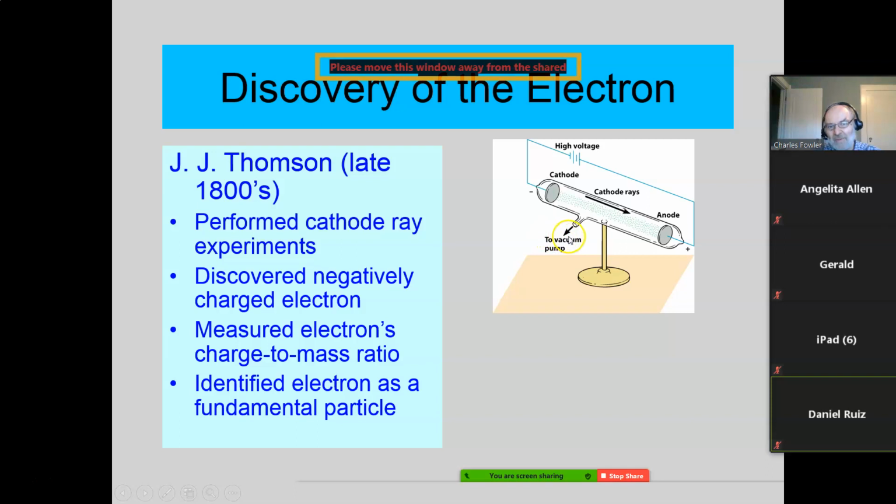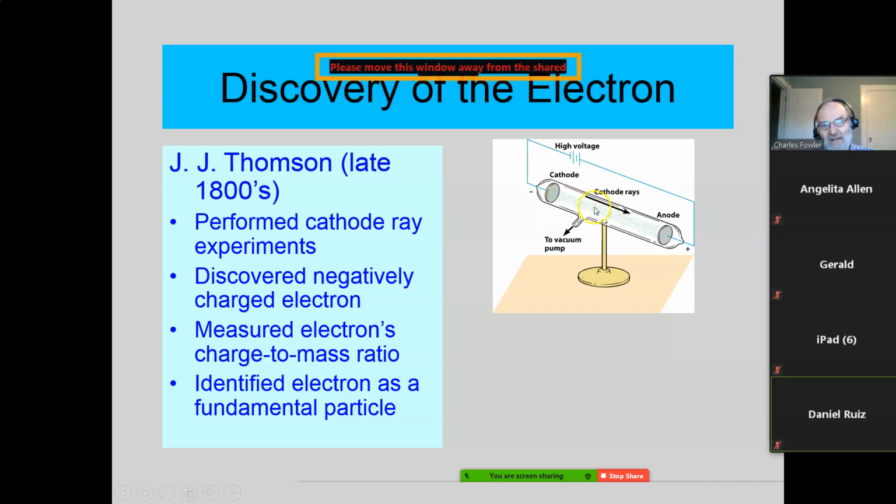Now, in the tube, you try your best to evacuate all the air particles that you can. You want this to be as close to a pure vacuum as possible. Now, we can't produce a pure vacuum on Earth, but we can pump out as many of the molecules as we can possibly pump out. Okay? And then what you do, you put a high voltage here. So this is the negative side, that's the positive side.